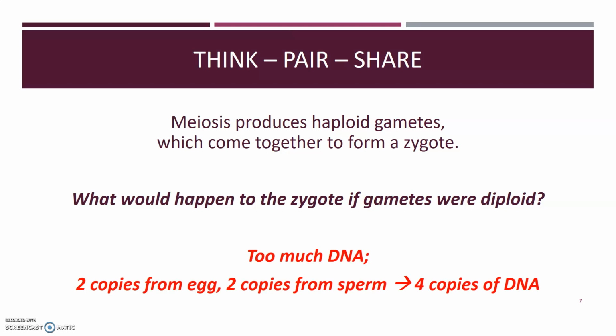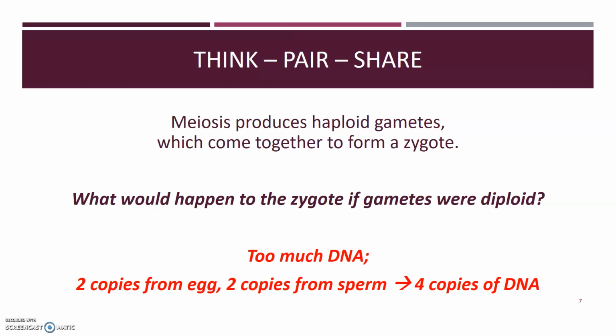Well, what would happen is there would be too much DNA, right? So if a gamete was diploid, that would mean the egg cell has 2 copies of the chromosomes, and the sperm cell has 2 copies of the chromosomes. And so when these 2 gametes come together, they generate a zygote that has 4 copies of the DNA. And having too much or too little DNA is a bad thing, right? So it's sort of a Goldilocks thing.